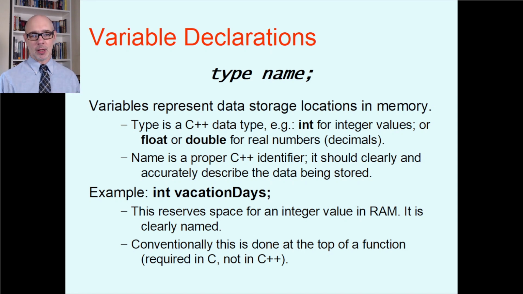The type here is int, right? This is reserving space for an integer value in the random access memory. It is clearly named, right? Vacation days. Anybody can read that and say, oh, here's the number for the vacation days that apparently this employee has earned to this point.